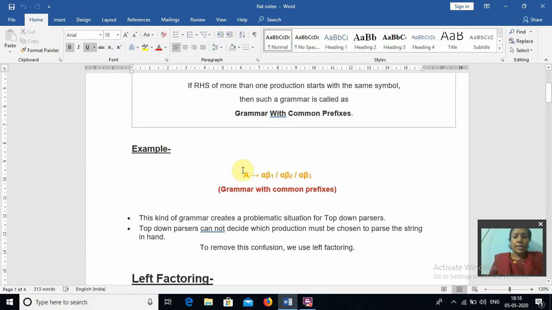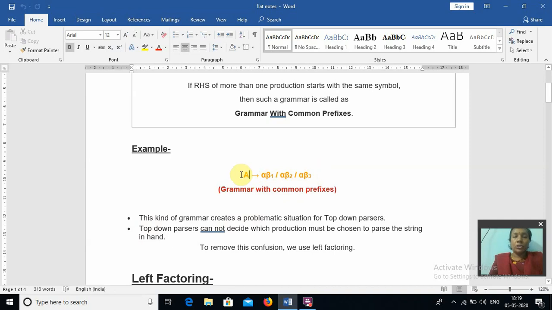Here is an example. The production rule consists of A to alpha beta 1, alpha beta 2, alpha beta 3. Alpha is said to be the common prefix, and beta 1, beta 2, beta 3 are nothing but the remaining part of the RHS. Okay, so the problem here is that it cannot be understood by the top down parser.